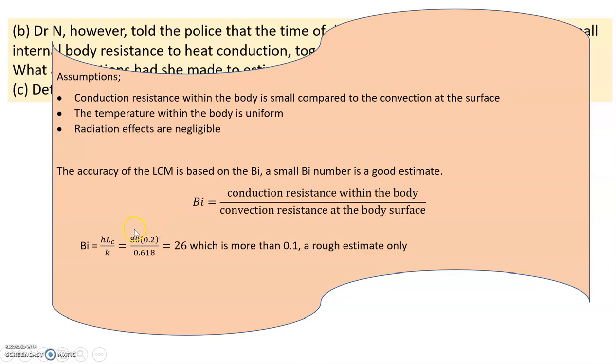And you substitute the values of the characteristic length, convective transfer coefficient, and the thermal conductivity. You find it is 26, very much larger than 0.1 for a good estimate. So this is just a rough estimate. The body now has to be taken to the hospital or to the investigation room to be further examined.